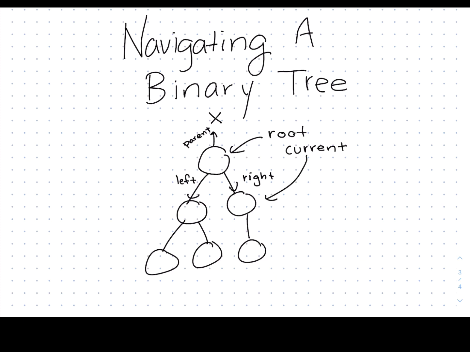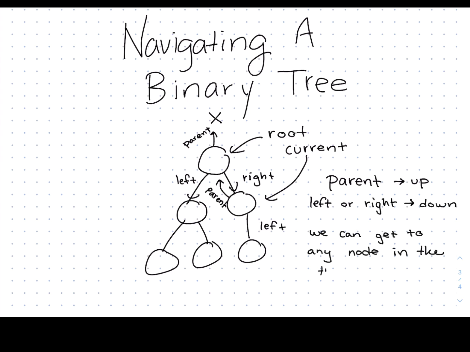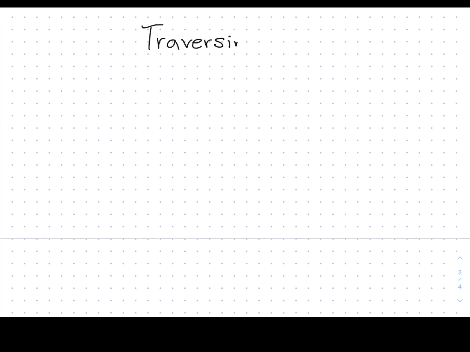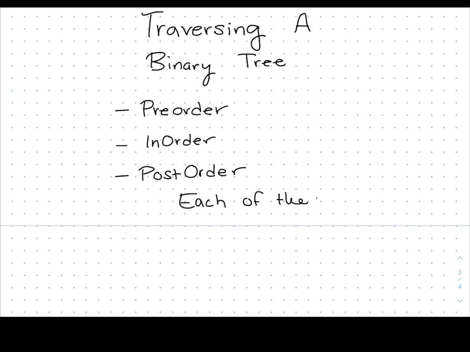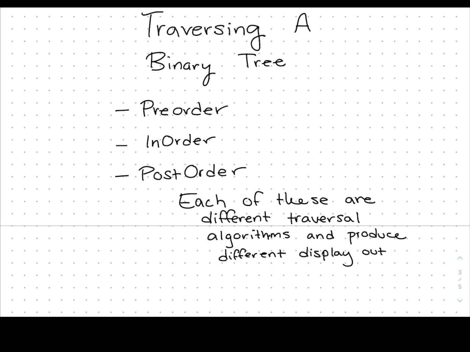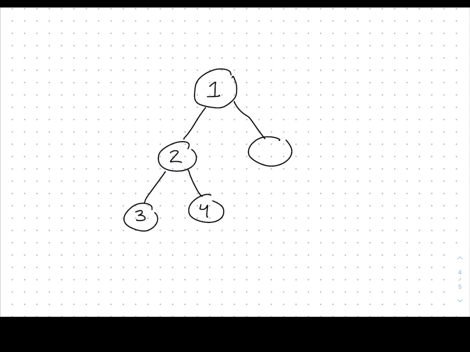Once there, we only have one option, which is either the left, or actually, we could go back up through the parent pointer. Through traversing the parent to go up, or the left or right to go down, we can get to any node in the tree. Now, how can we use this to traverse a binary tree? There are 3 major algorithms: Preorder, Inorder, and Postorder Traversal Algorithms. Each one will produce a different display output. Let's take a look at an example binary tree.